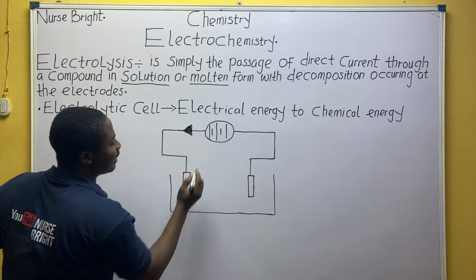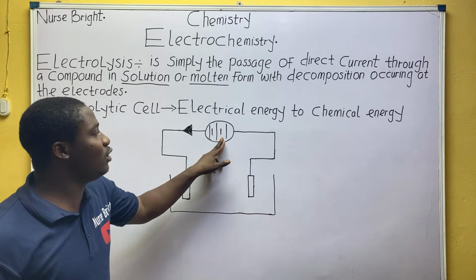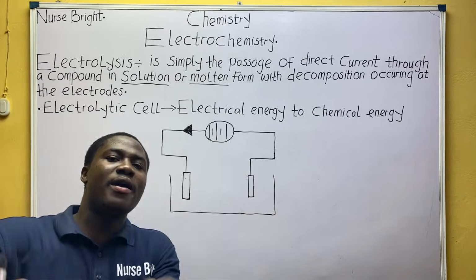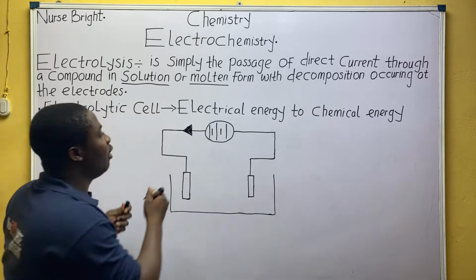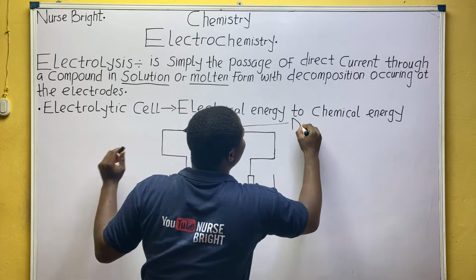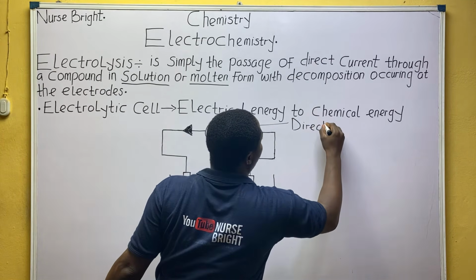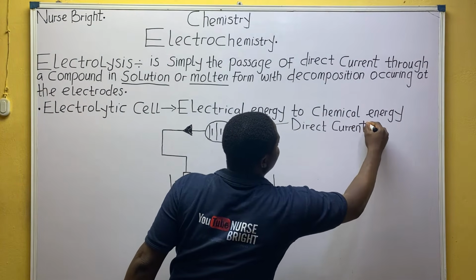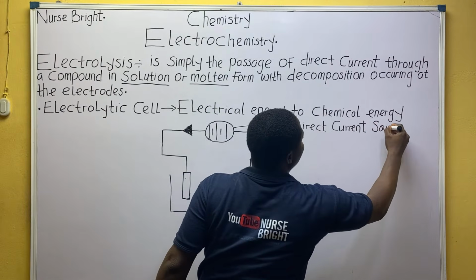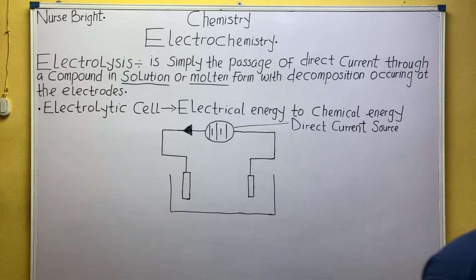Now let's start labeling, class. This thing we are seeing is where the current is coming from in this cell called the electrolytic cell. I will simply call it the direct current source. I repeat, the direct current source. Class, can you hear me? This is the direct current source.